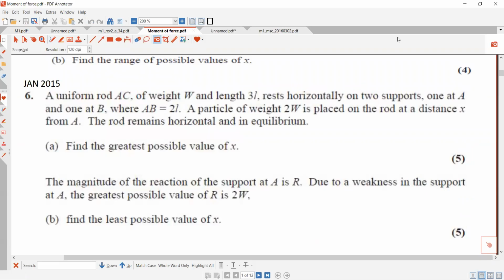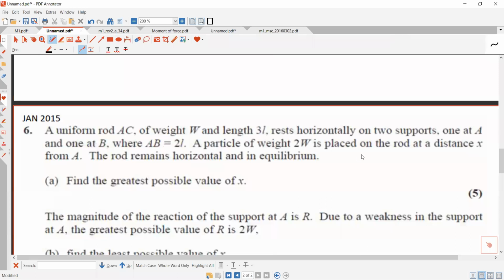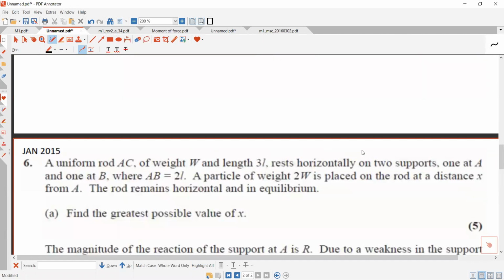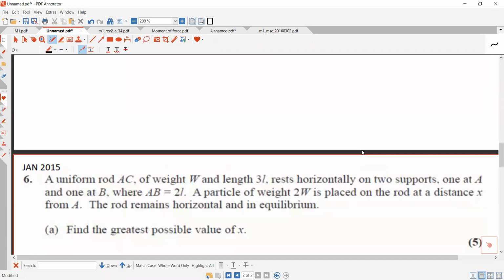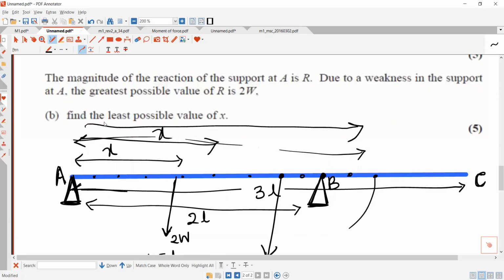So I started recording for this sum, Jan 2015. This is the diagram. They said find the possible maximum value of x. That means your x can be this. Your x can be this also.